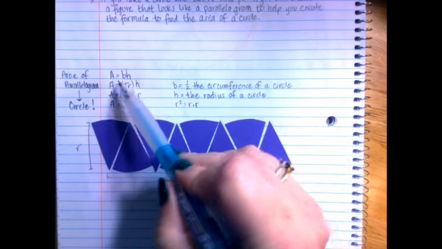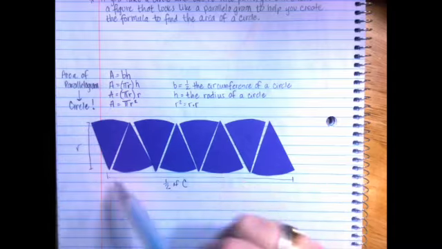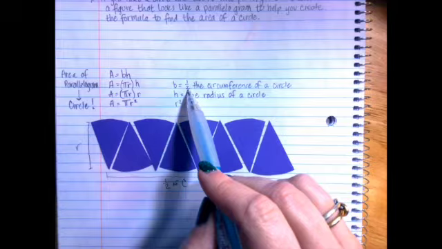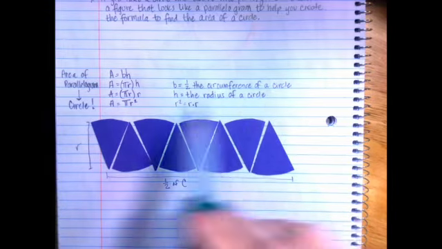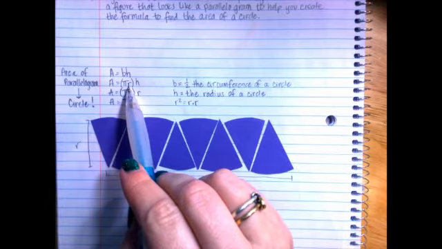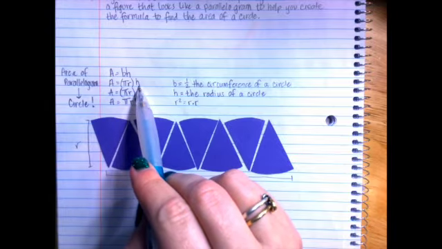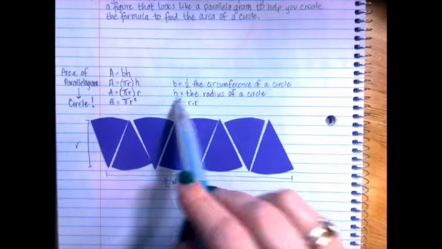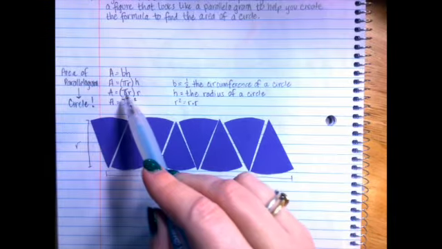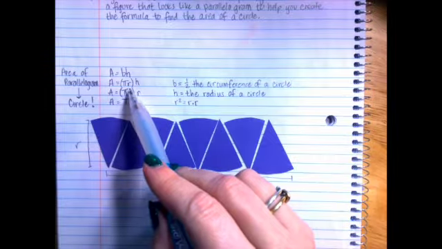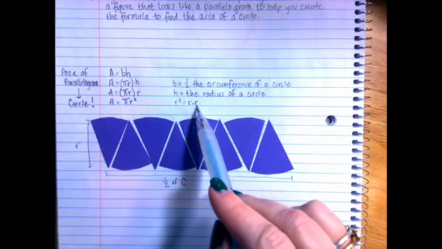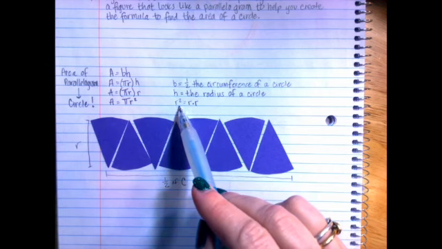So to break it down, start with the area of a parallelogram because that's what we created. The base becomes half of the circumference of the circle. So we know that is pi times r, pi times the radius, times the height. We take the height and we say that's the radius of the circle because that's what that is. So it becomes pi times the radius times the radius. When you do radius times radius, you get radius squared.